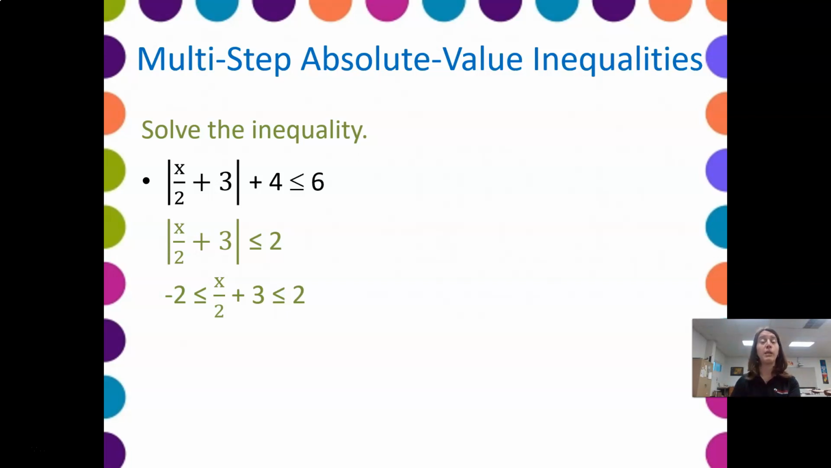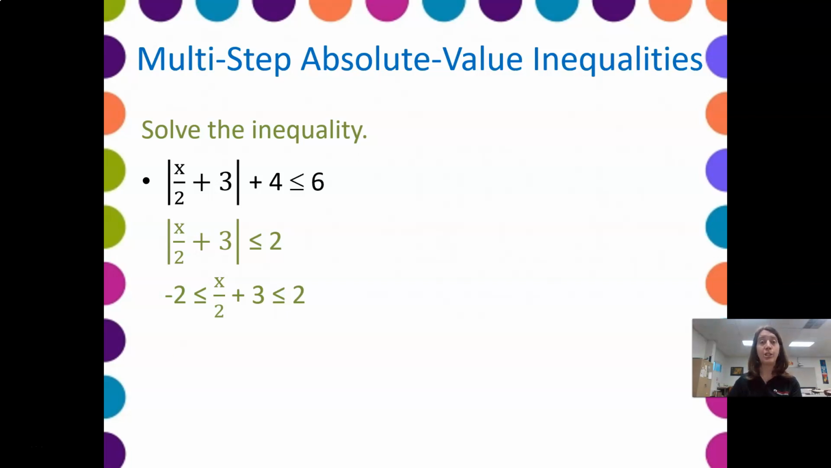I have to stay smushed in between the negative 2 and the positive 2 on this situation. Now at this point, we can continue to solve for x because it's outside of the absolute value symbol. The first step to solve for that x would be to get rid of the plus 3. Well, to get rid of plus 3, I'm going to subtract 3 from every single part of this question.